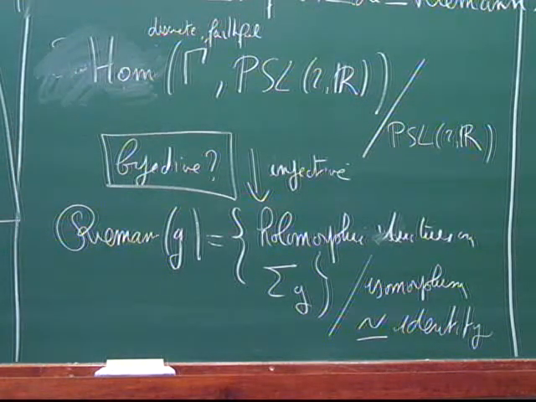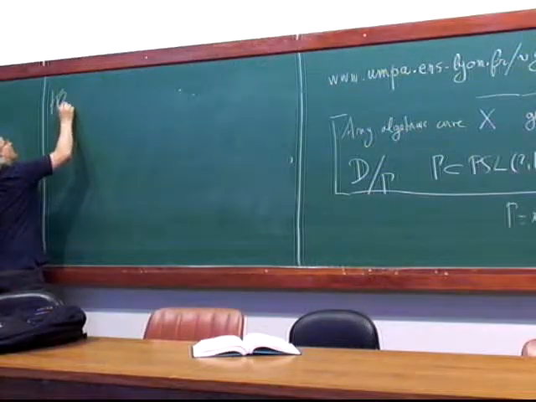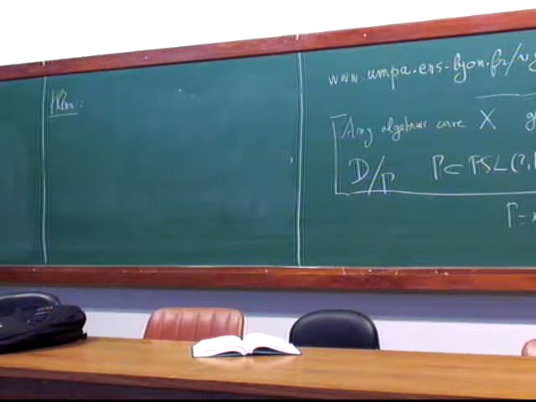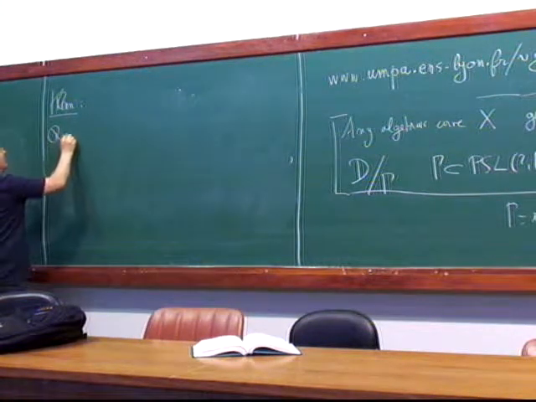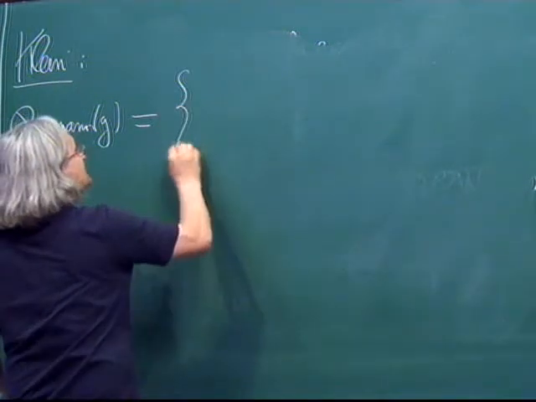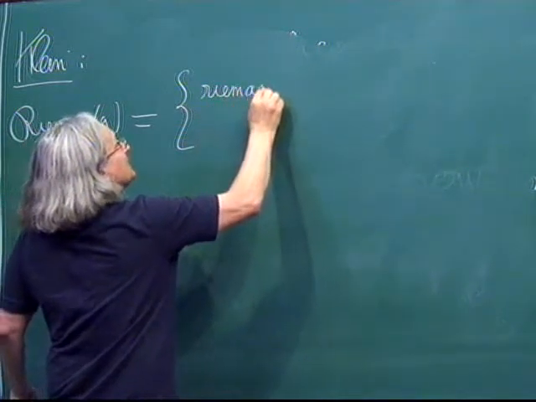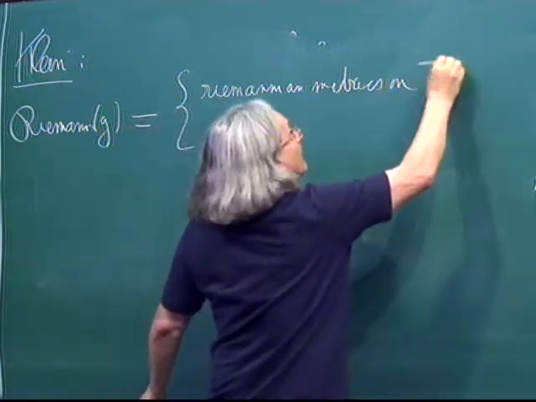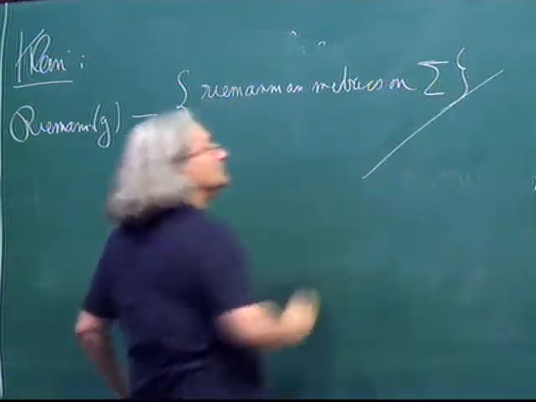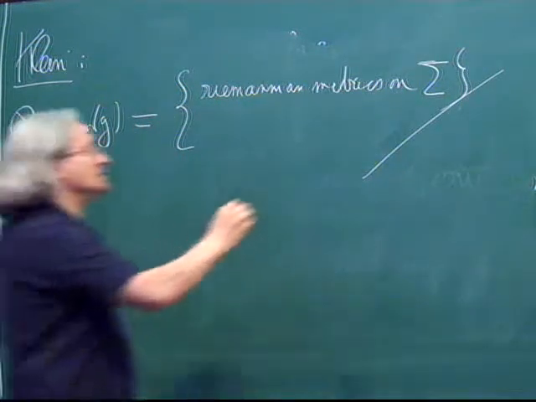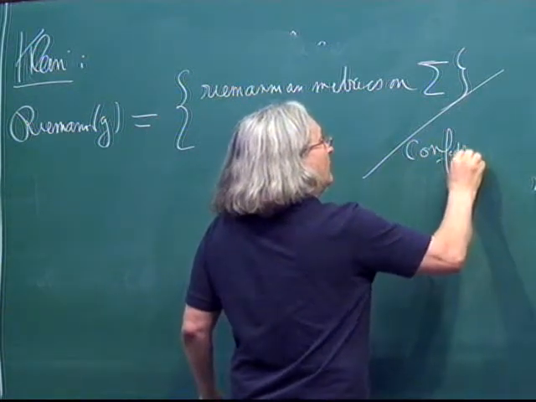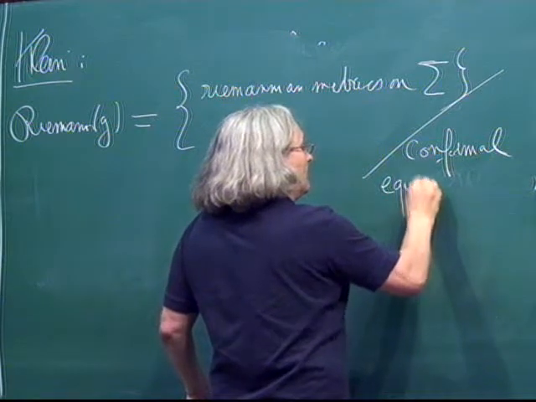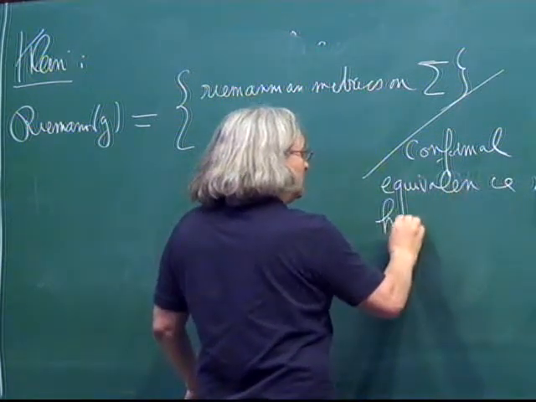So Klein observed that the space that I denoted by Riemann of G is obviously connected because you can identify it with the space of Riemannian metrics on the surface modulo conformal equivalence homotopic to the identity.